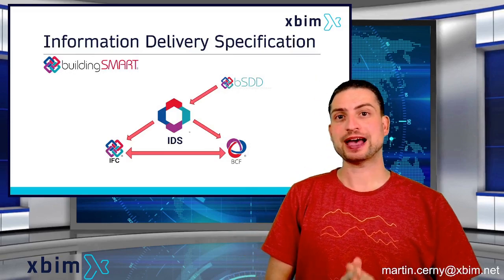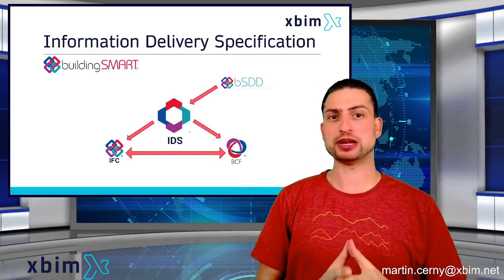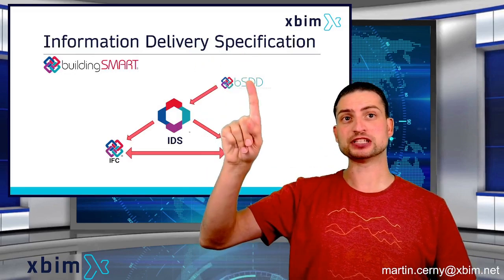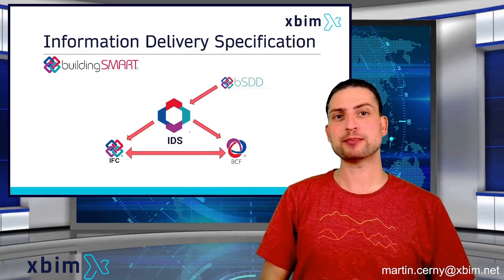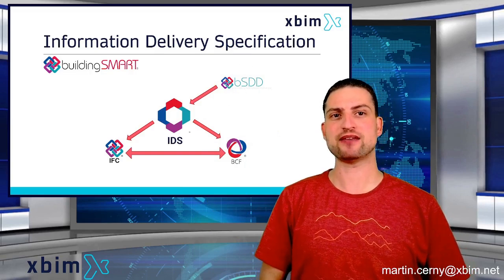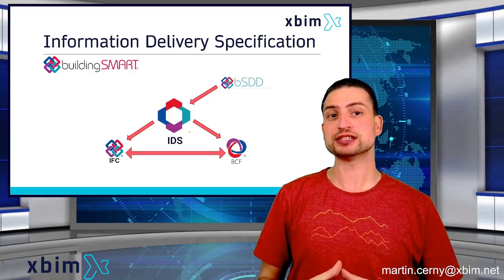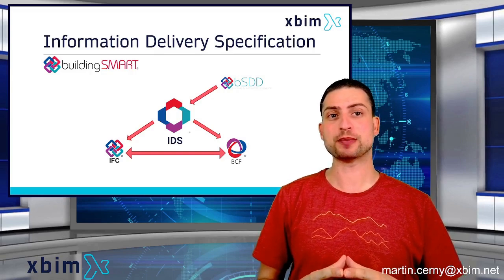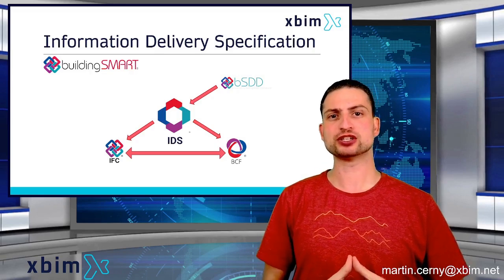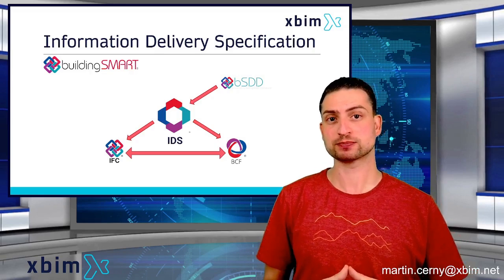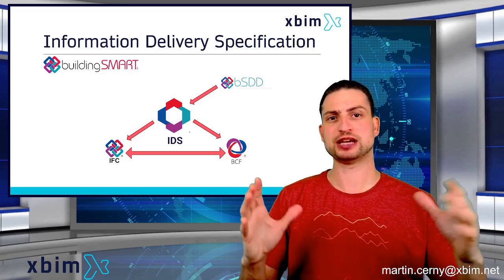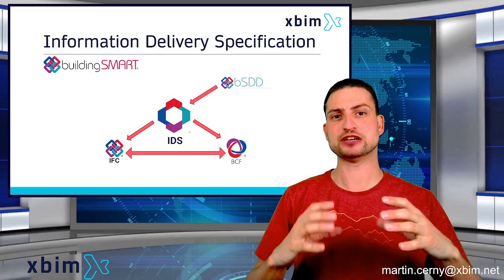So IDS is part of a family of standards. Here you can see buildingSMART Data Dictionary, BSDD. That can be used to get terms and definitions. It contains a list of recommended properties, and it can also be used as a reference source of classifications. You can watch the first part of this video to see how it fits together to form the actual information requirements.